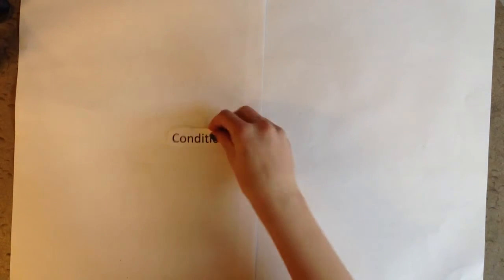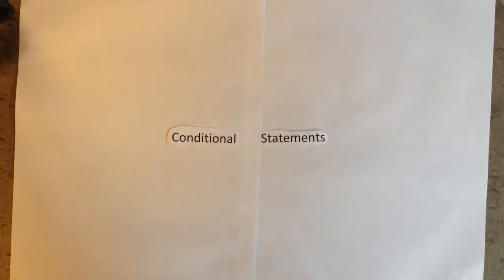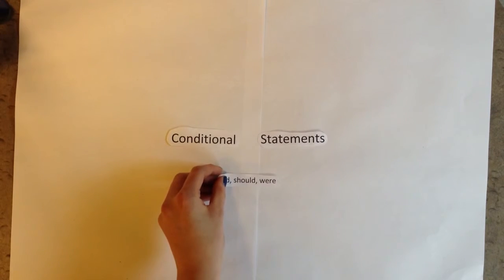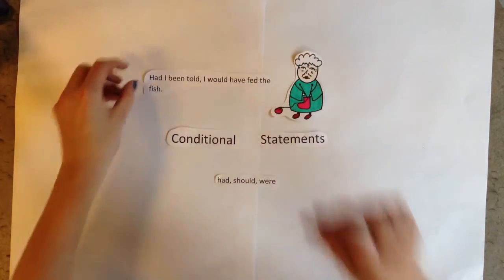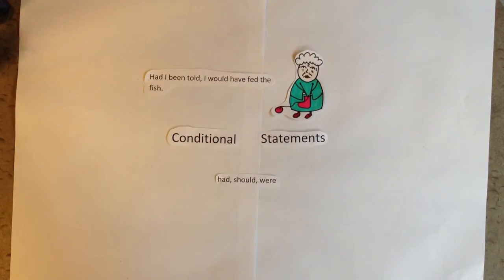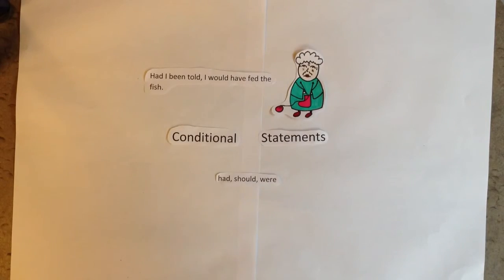Conditional statements. In conditional statements where the conjunction is missing, inversion is used to avoid problems. Auxiliary verbs are needed, however, to make the sentence sound sensible. Like, the most often used words are had, should, and were. And as Mr. Nichols' mother often says, "Had I been told, I would have fed the fish." Otherwise, the sentence verb is always behind the subject, as is the normal word order.